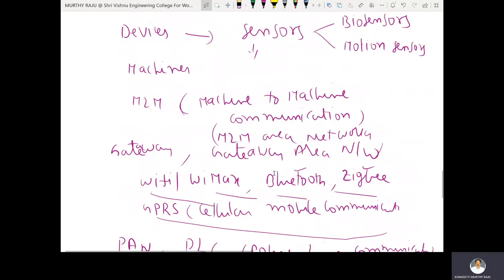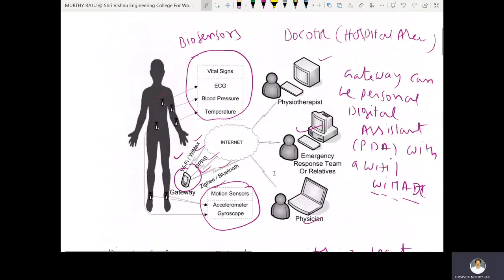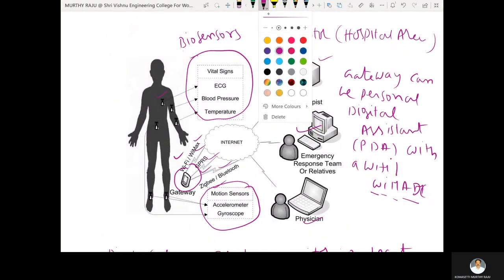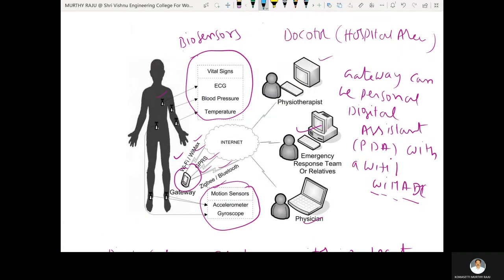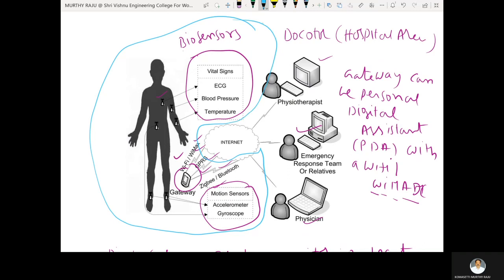Okay. Coming to this figure, this is the combination of sensor devices, and sensors are nothing but devices, and gateway node, and some M2M area networks. This is called as gateway domain.